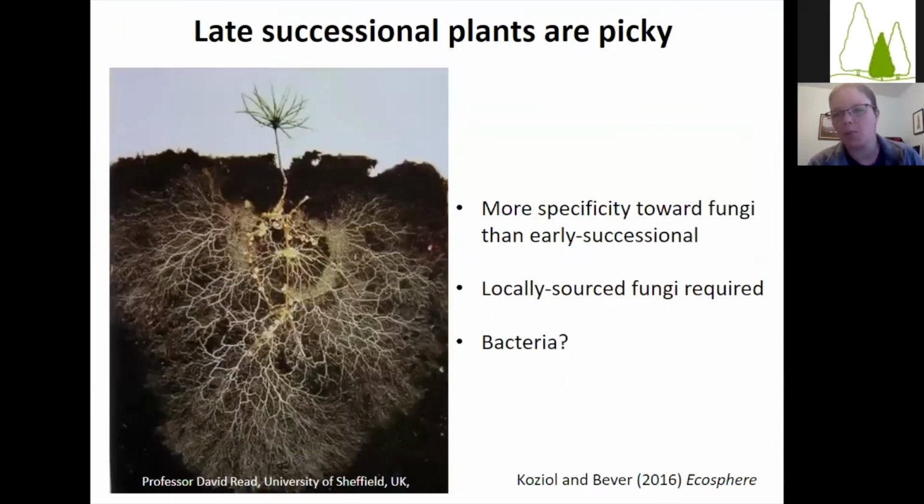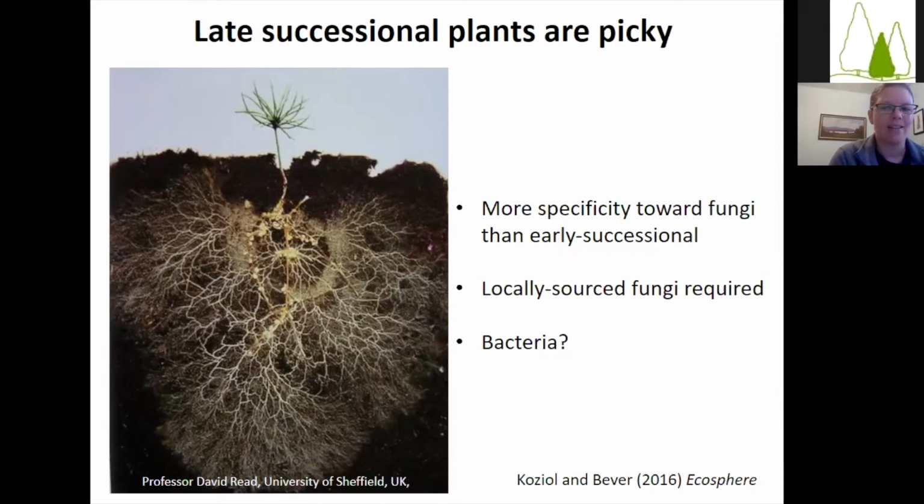Late successional plants are super picky. They don't like ecosystems that don't have the right type of associates, and they won't establish in those soils. There's a really nice body of work that's been done by a group in Kansas, Koziel and Beaver's work, looking at the specificity of late successional plants towards certain types of mycorrhizal fungi. They've developed a business of cultivating mycorrhizal fungi and then determining whether certain plants require a specific set of mycorrhizae. And what they found is that it goes down to even locally sourced mycorrhizae being required for some plants to establish in some soils.